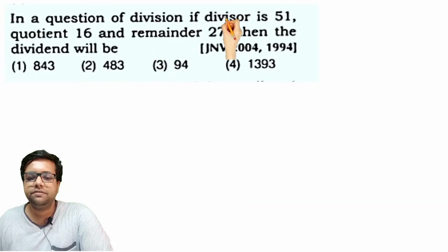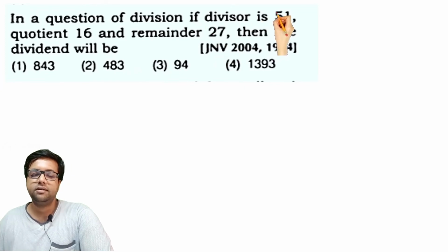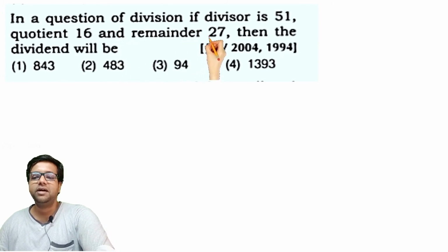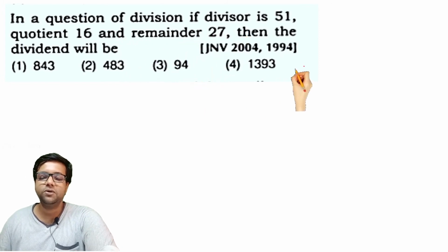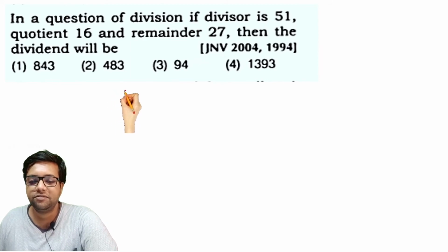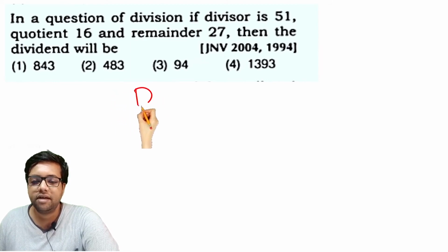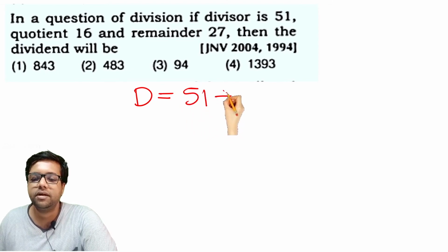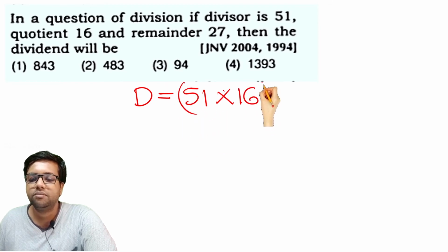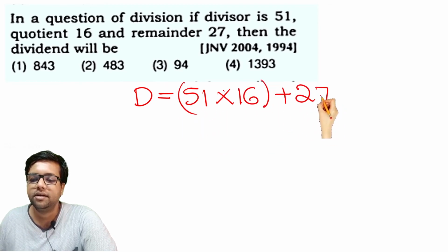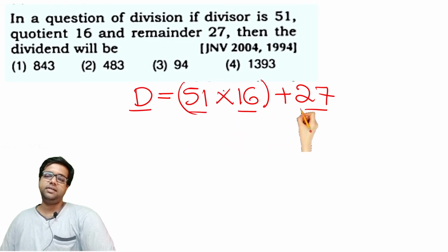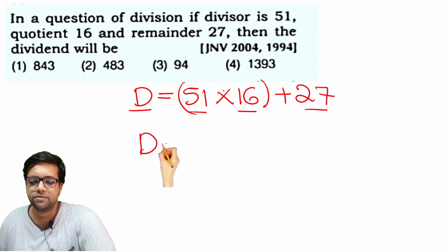In a question of division, the divisor is 51, quotient 16, and remainder is 27. Then the dividend will be... you know the formula for division. Dividend, I will call D as it is, is equal to divisor into quotient plus remainder. So therefore, you just have to solve this question.